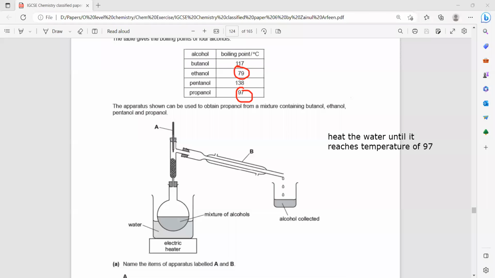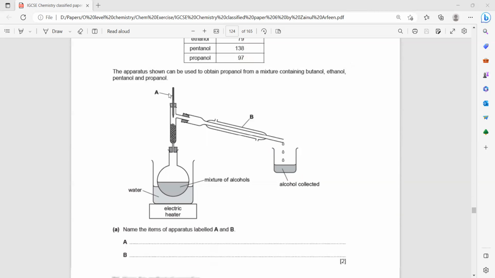The mark distribution is: 1 mark is for mentioning heat to remove an alcohol. First we have to heat, supply heat energy and remove the alcohol, that is ethanol. Because it is 79, once the temperature is 79, first we collect ethanol. Then once the temperature starts to rise, we change the beaker, and we continue until we reach 97, and at 97 we collect propanol. So you have to mention both of them.